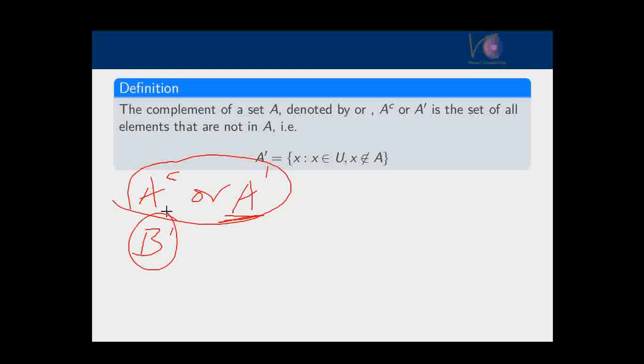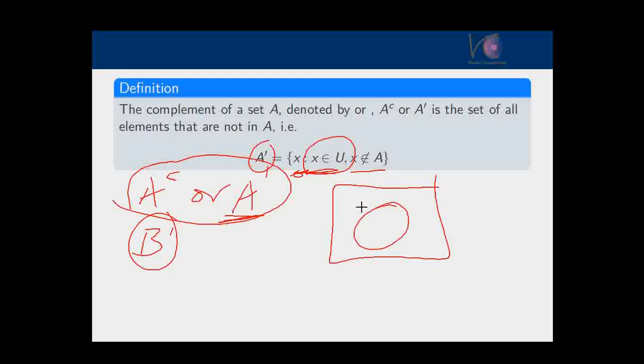Therefore, mathematically, we are going to say that A complement is a set with an element X, such that this element X, quite alright, is under the universal set, but it is not in the set A. Remember, we said all the elements that are under discussion should fall under the universal set. So you can have this to be your universal set containing only one set A.